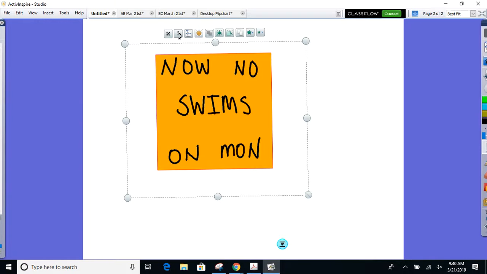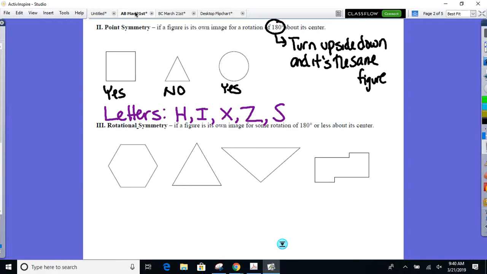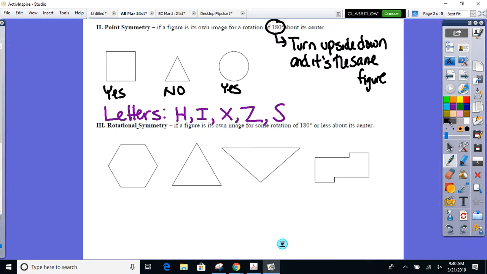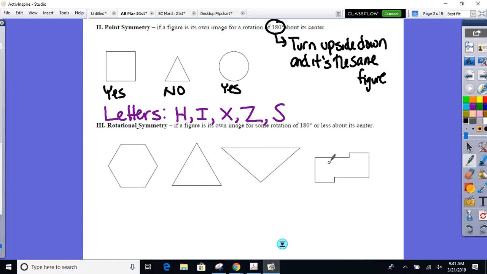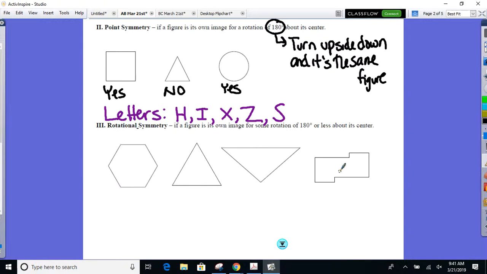One last symmetry, and that is rotational symmetry. All right, rotational. Read the definition real quick here with me. A figure is its own image, so it can carry it onto itself, with some rotation of 180 or less. So either you can flip it upside down or you can go less than that, and I still get that figure back. So 180 or less.